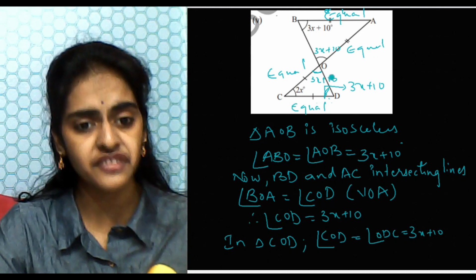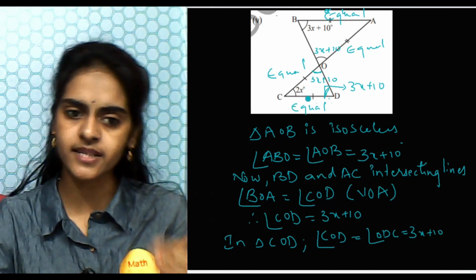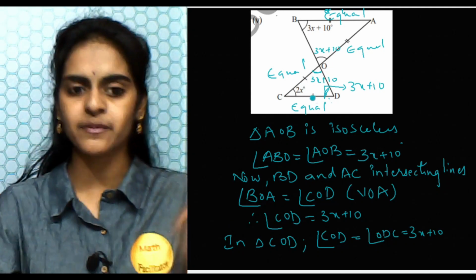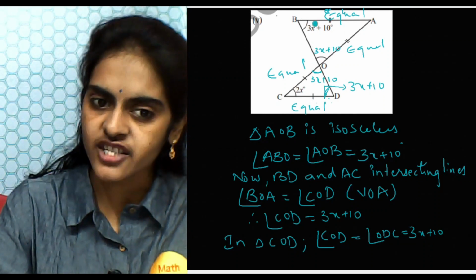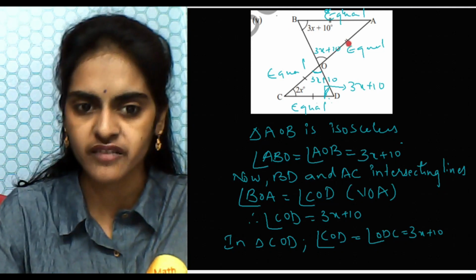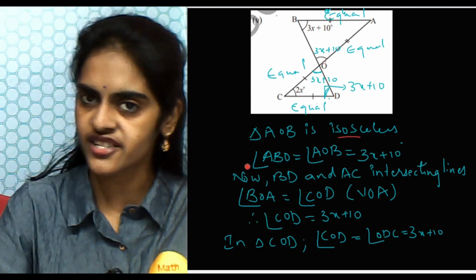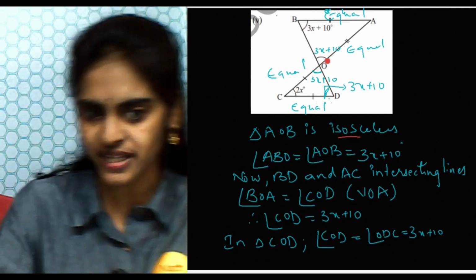And we know that the sum of three angles in a triangle is how much? It is 180, isn't it? So using that concept, we can find x. Understood? So here firstly you are finding all the values. Let me re-explain. Firstly, I am taking this triangle AOB. In this triangle, these two sides are equal, which means these two angles will be equal, because it is an isosceles triangle. So if this angle is 3x plus 10, this angle is also 3x plus 10.